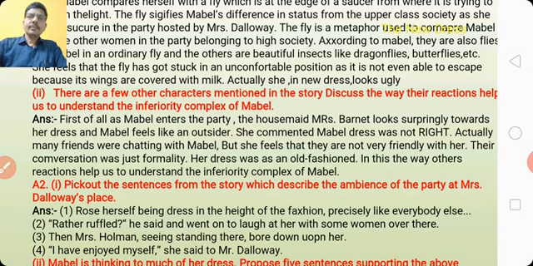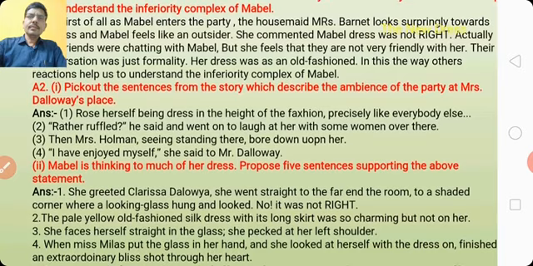Let us see the answer. First of all, as Mabel enters the party, the housemaid Mrs. Barnett looks with surprise towards her dress and Mabel feels like an outsider. She comments that Mabel's dress was not right. Actually, many friends were chatting with Mabel, but she feels that they were not very friendly with her. Their conversation was just a formality. Her dress was old fashioned. In this way, other characters' reactions help us to understand the inferiority complex of Mabel.